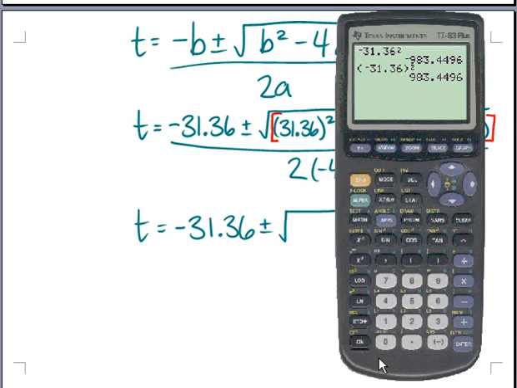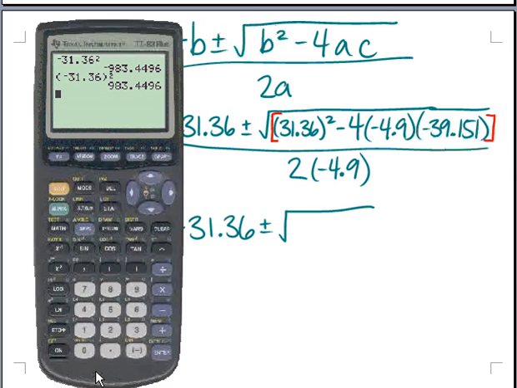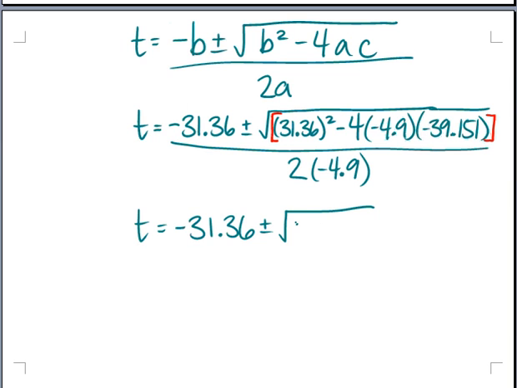Now let's try that on the calculator. Again, all of that's going to get typed in. You shouldn't need any special brackets or anything like that. I will put the brackets on the 31.36 because that's a good habit, but that's the only thing I'm going to have to do. Minus 4 times negative 4.9 times negative 39.151. There you go. So that's before the square root, 216.09.